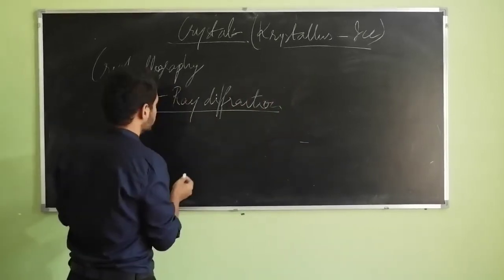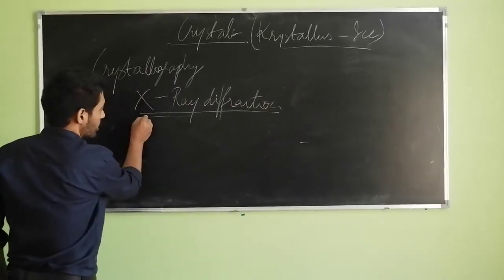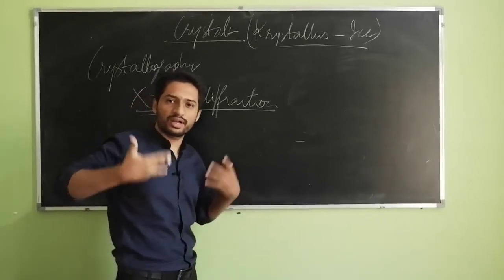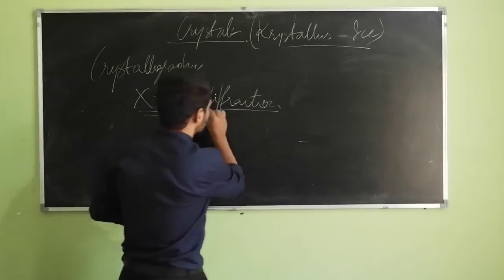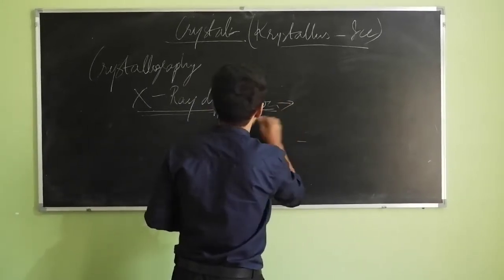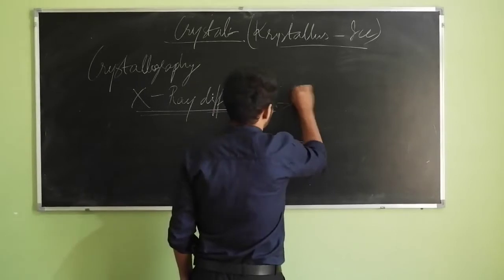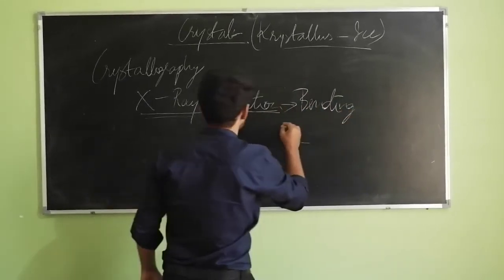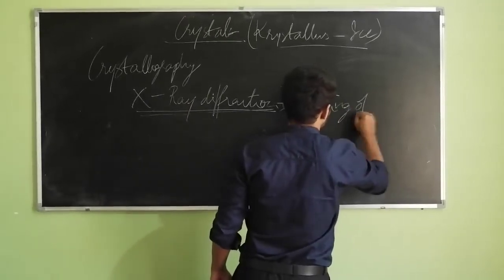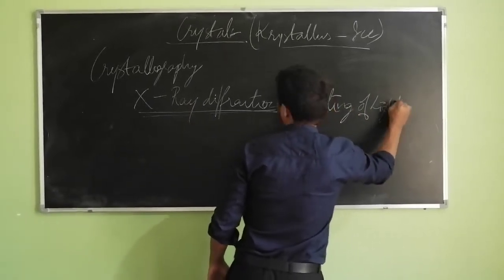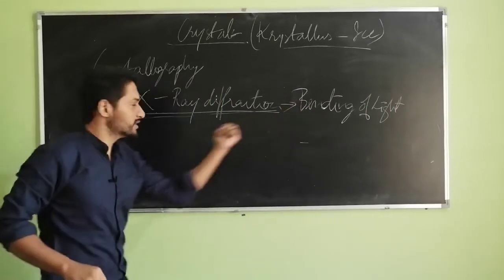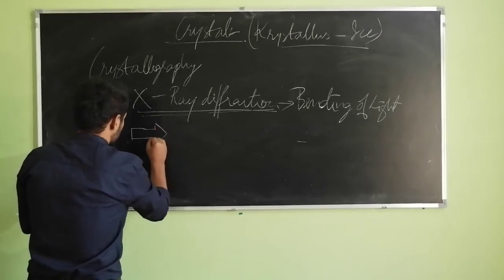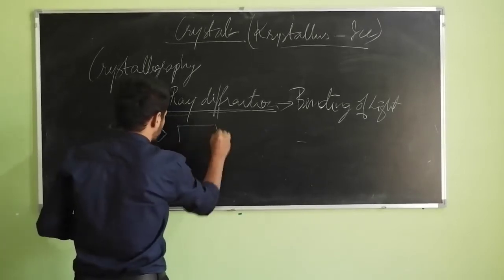So what happens in X-ray diffraction? X-ray, we know what X-ray is, the one that we use for medical purposes, for getting our X-ray. And diffraction, for now just remember, diffraction is bending of light. You'll study about it later when you study diffraction in physics. So that's what diffraction is. What happens in X-ray diffraction technique? So there is X-ray. X-ray is fired at a crystal.